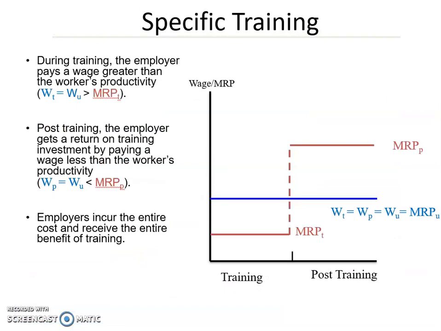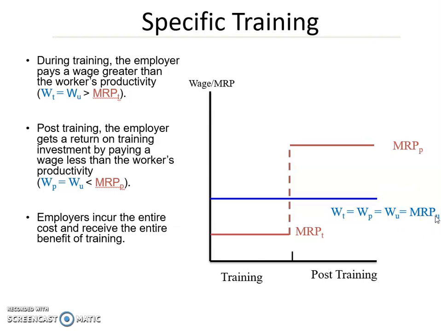Now let's look at specific training. With specific training, the skills I'm giving the worker are unique to my company. They can't be transferred to other employers. So we start out with the same marginal revenue product and wage for the untrained worker. And let's assume our numbers from before, it's $15.